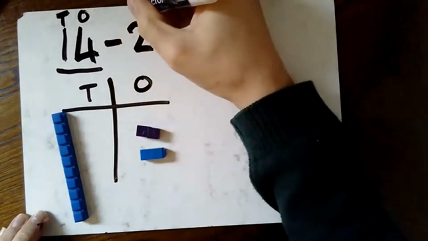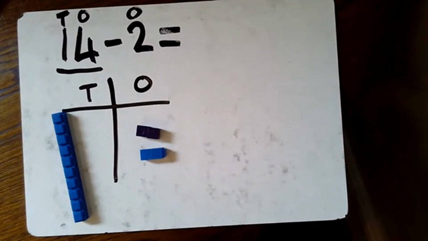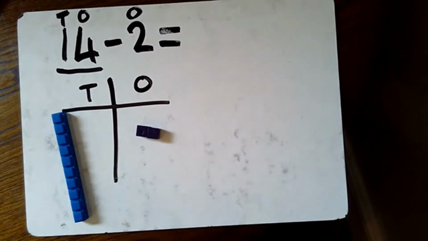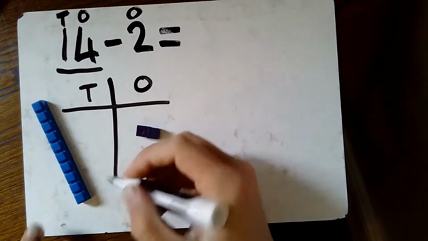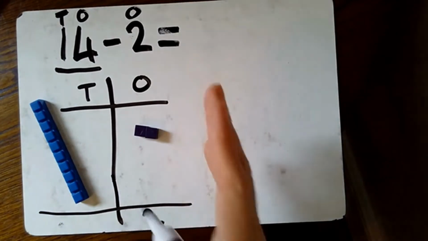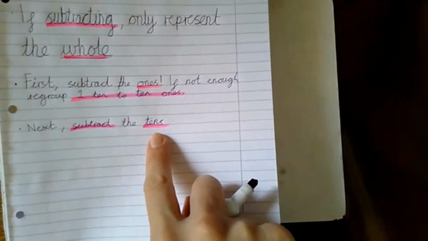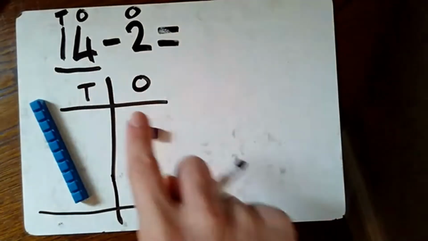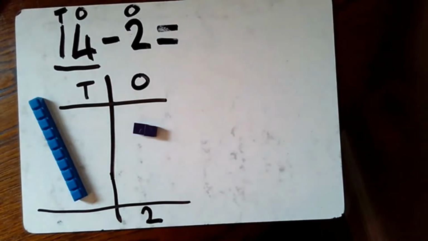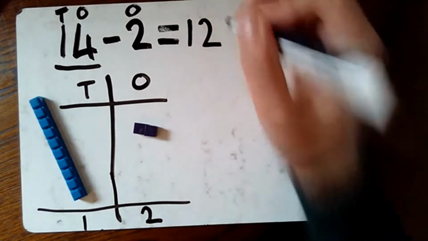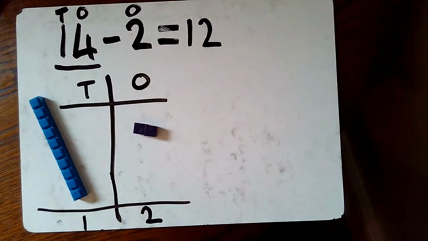I'm only subtracting ones here. So 14, subtract 2 ones, 1, 2. I have 2 ones remaining there. First subtract the ones. Then subtract the tens. But I'm not subtracting any tens because I don't have any tens to subtract, so 0 tens to subtract, I still have 1 ten. The answer is 12. 14 subtract 2 equals 12.